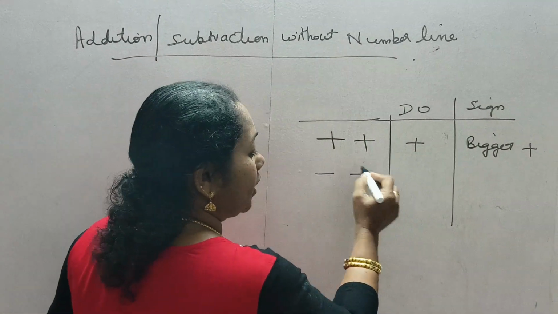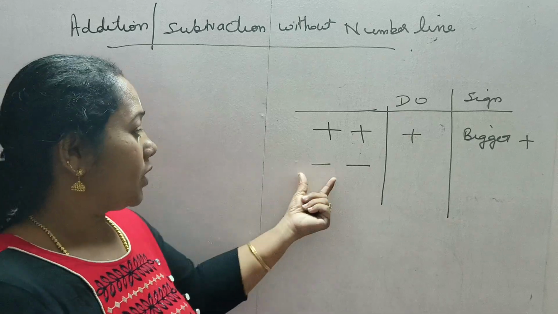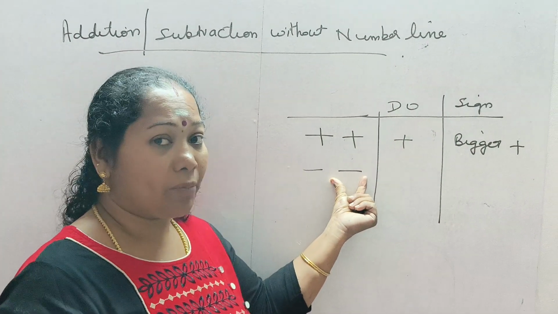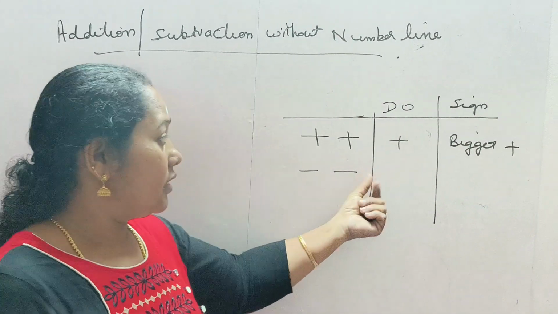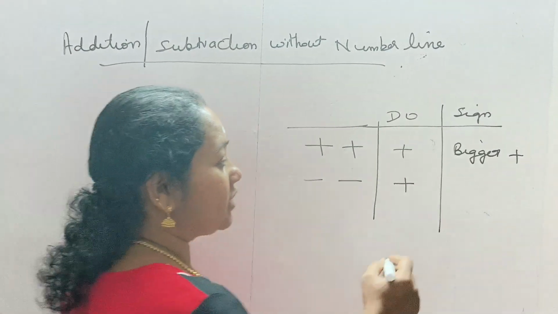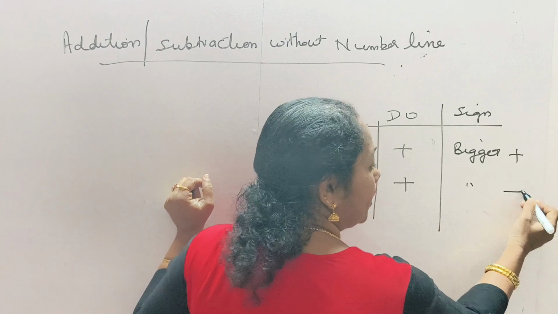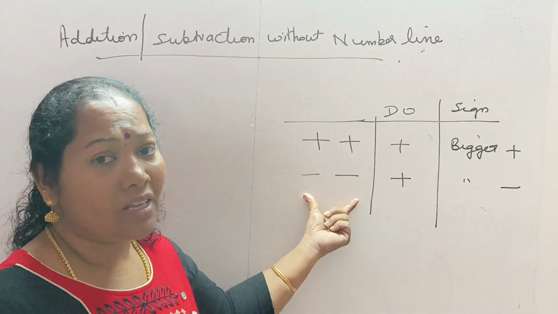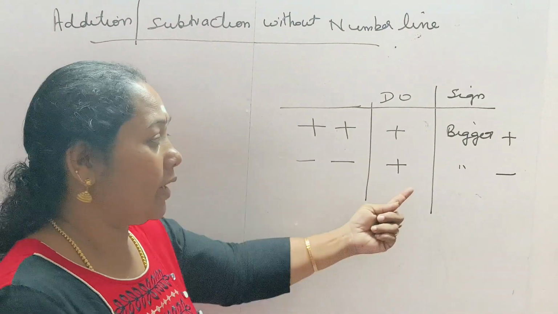If both the digits are of minus sign, if negative and negative, both the integers are of minus sign, then what will we do? Again we will do the same, plus, and the sign will be of the bigger, that is minus. Both are minus, then the bigger will be minus only, so minus.